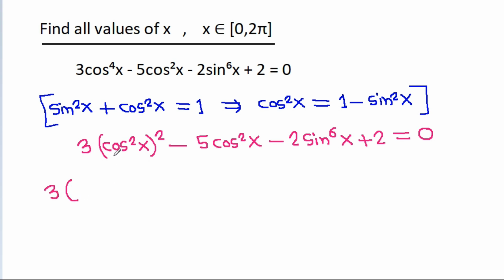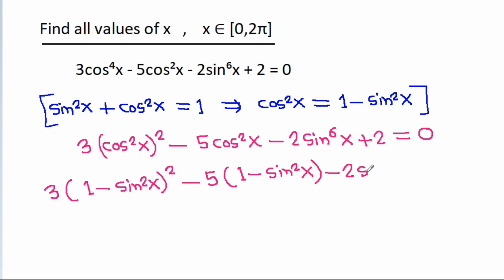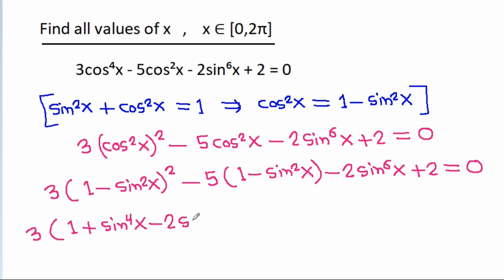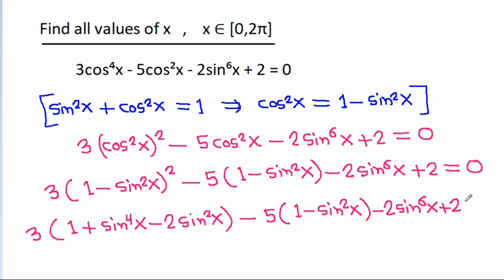And it is 3 times (1 minus sin^2 x) squared minus 5 times (1 minus sin^2 x) minus 2 sin^6 x plus 2 is equal to 0. And this will be 3 times 1 plus sin^4 x minus 2 sin^2 x, minus 5 times 1 minus sin^2 x, minus 2 sin^6 x plus 2, is equal to 0.